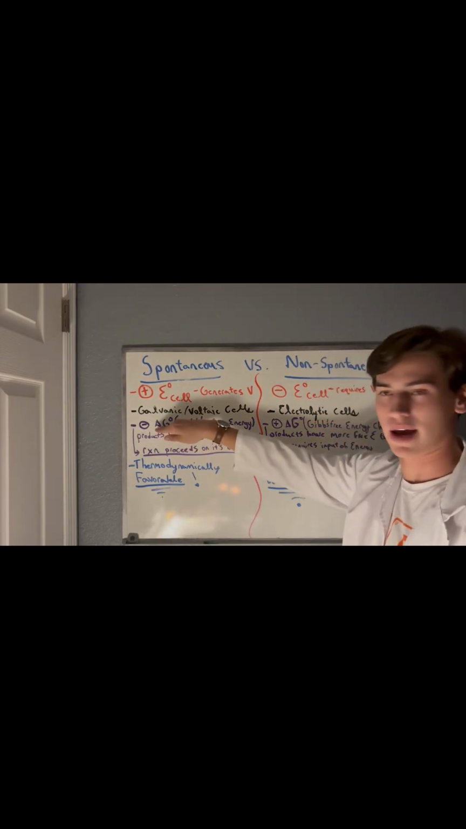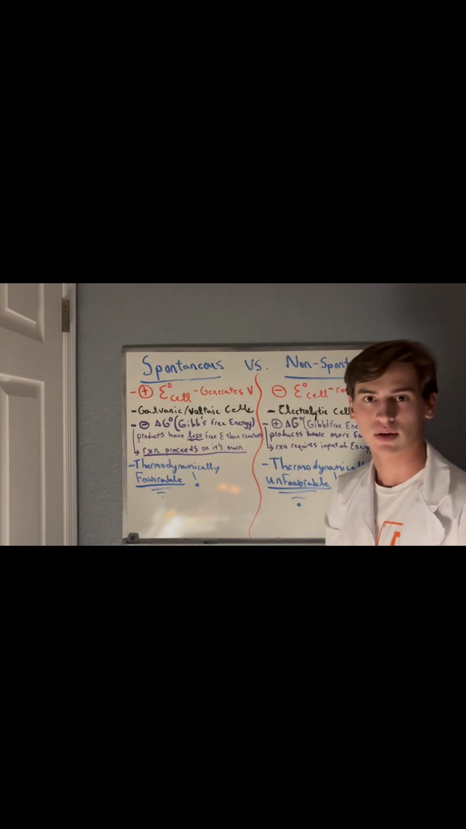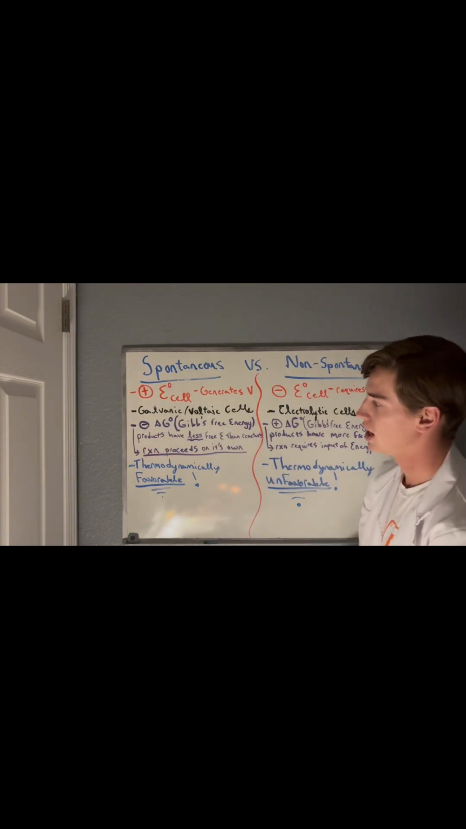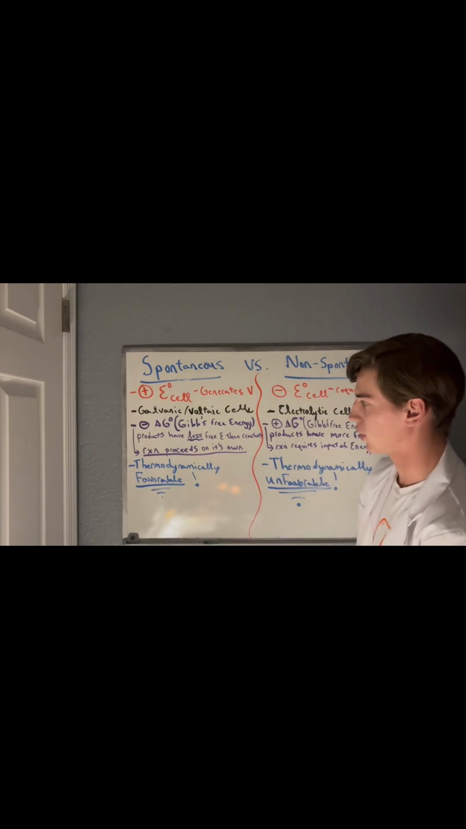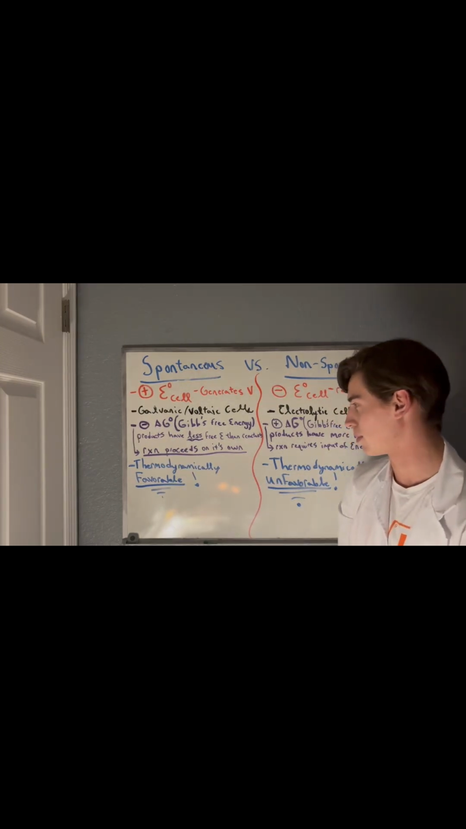This is a new symbol that we haven't seen yet, but it's a delta G. So spontaneous cells will always have a negative delta G. This is called Gibbs free energy, and this Greek letter delta means change in. I'm sure we've seen that before.